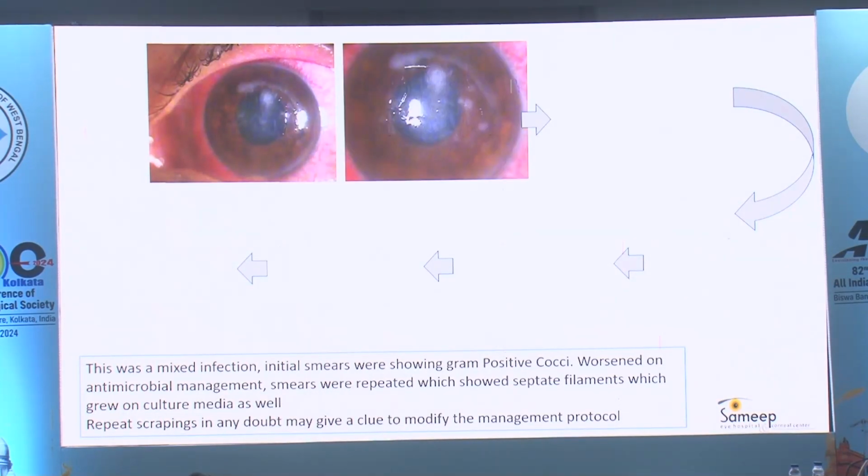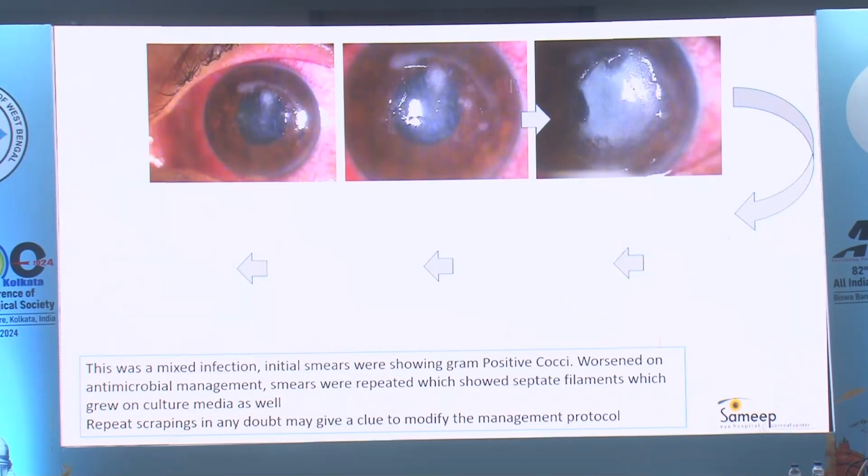As you can see here, this is not a very classical presentation, but you can see that multiple small infiltrates are there and there is a ring kind of infiltrate occurring. On the first scrapings, we found gram-positive cocci, and we started treating this patient with antibacterial management. But as you see on follow-ups, this patient worsened further.